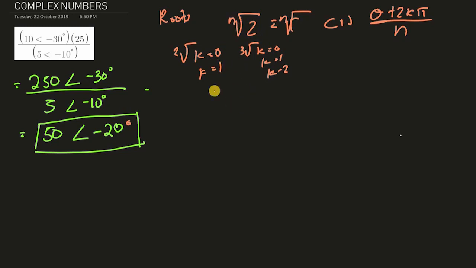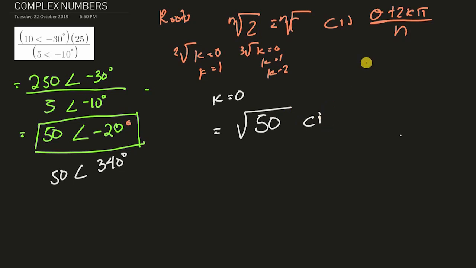Okay, so let's solve that. First, when k is 0. We know that our r is 50 and our angle is 340 degrees. Let's use the positive one. So when k is 0, our r is 50 and that's 2, and CIS, theta natin is 340.